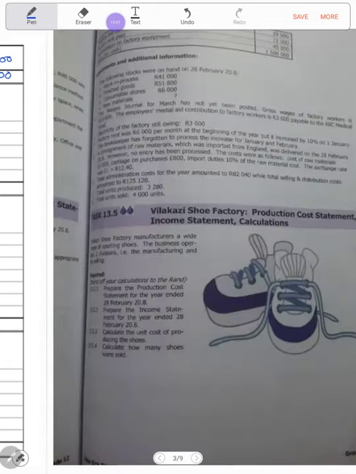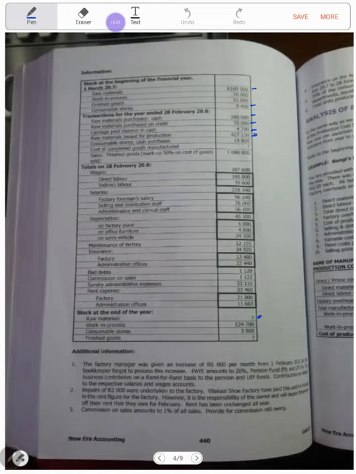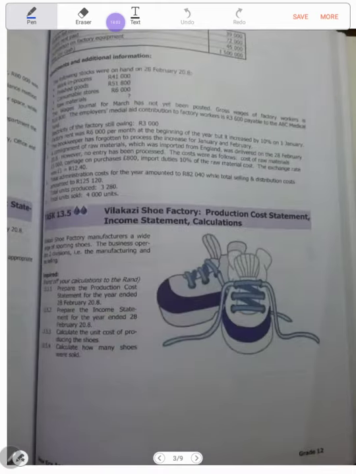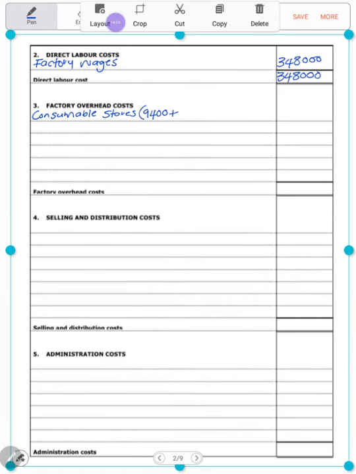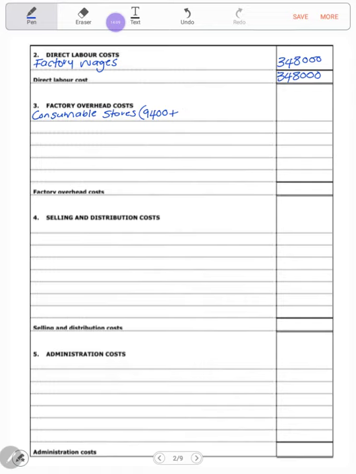Did we purchase any consumable stores during the year? Consumable stores cash purchase, yes we did, 19,800. Do you see this matrix? We've purchased. So obviously you're going to be adding the 19,800 to your consumable stores.